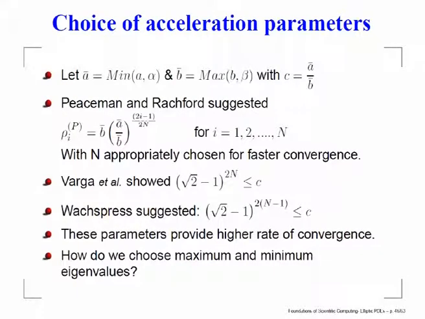We did talk about how it is operationally done. You do not need to look at all the eigenvalues to reduce the error. What you do instead, you strategically position some acceleration parameters between the minimum and maximum, a bar and b bar, and the number of such strategically positioned acceleration parameters are obtained either by Varga's suggestion or the one that is given by Wachspress. And we presume that these parameters would provide us with a very high rate of convergence.